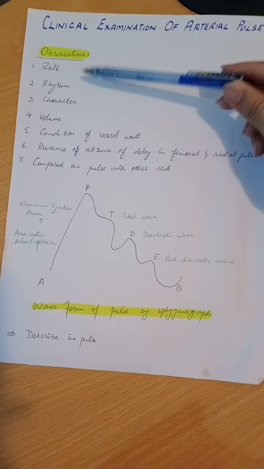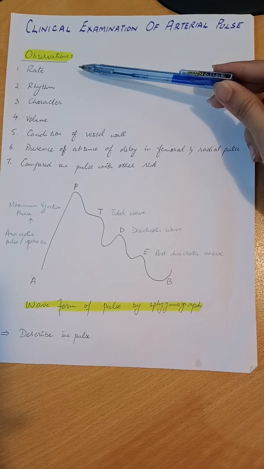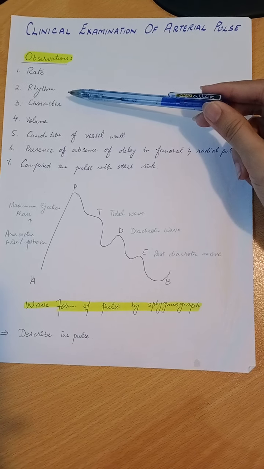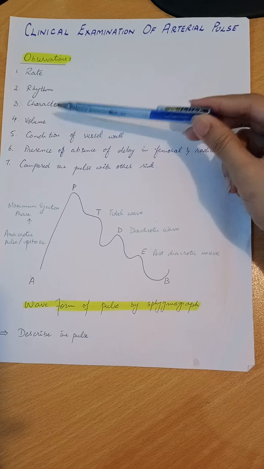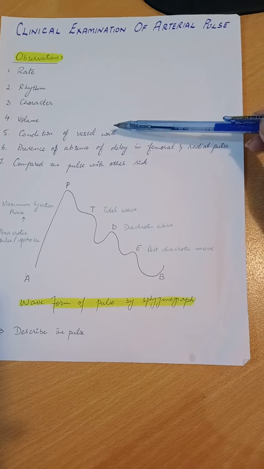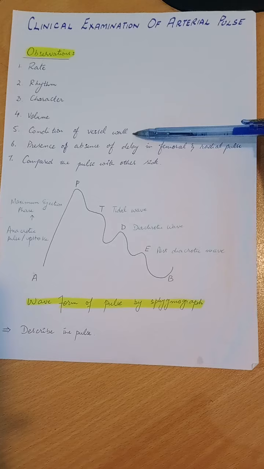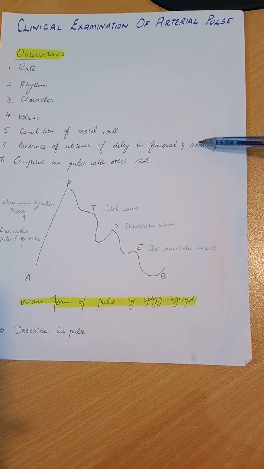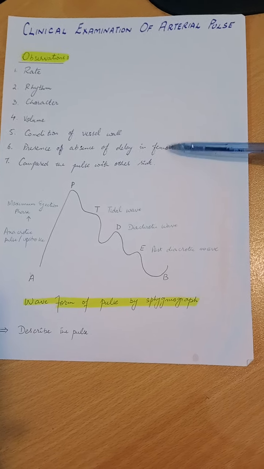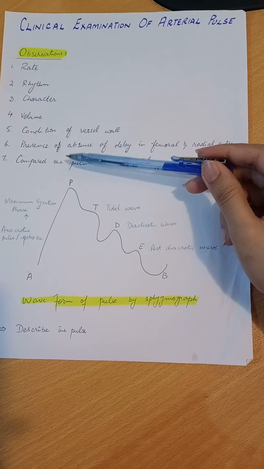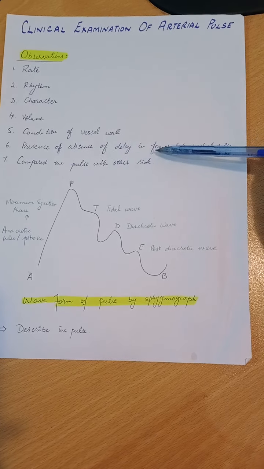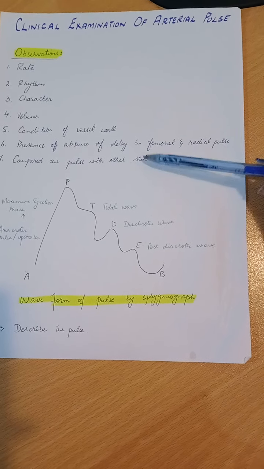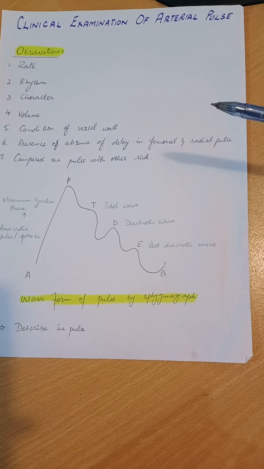You would say that the pulse was 72 per minute, it was regular, it was good in volume, the character was normal. Condition of the vessel wall was either palpable or not, and there was either a delay in the femoral and radial pulse or no delay, and you would say that the pulse was synchronous on both sides if it was. This is how you are going to describe the pulse.